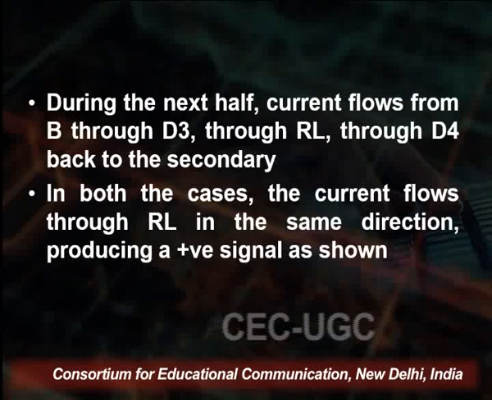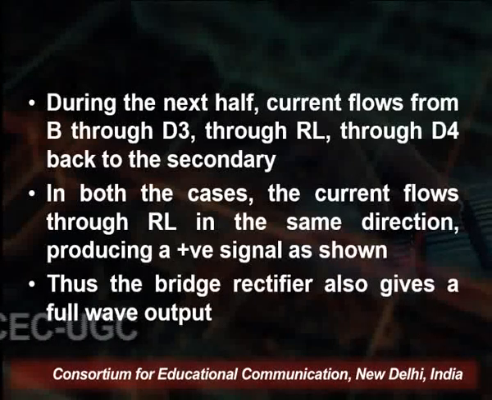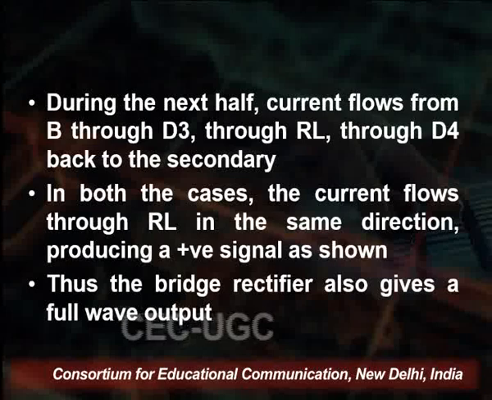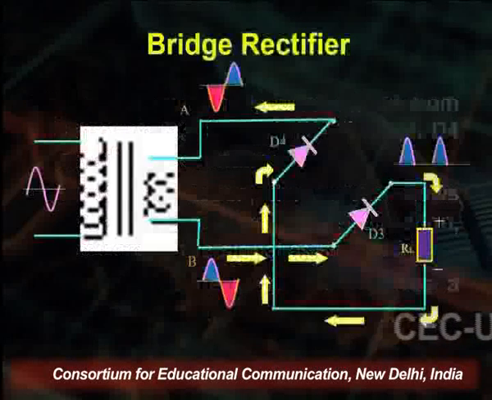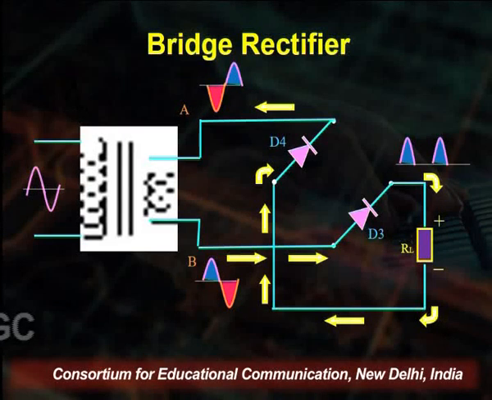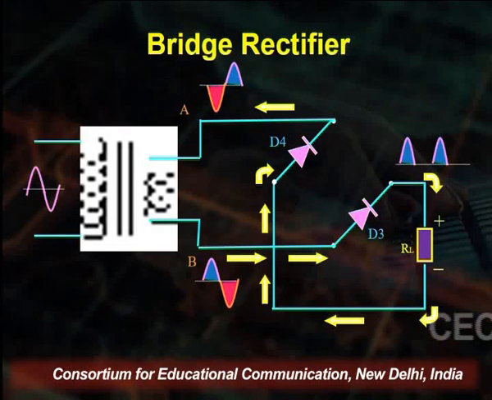In both cases, current flows through the load resistance in the same direction, producing the positive signal, as we have shown in the output. Thus the bridge rectifier also gives a full wave output. Now this is the bridge rectifier using D3 and D4. D3 is in forward bias and D4 will give the output.